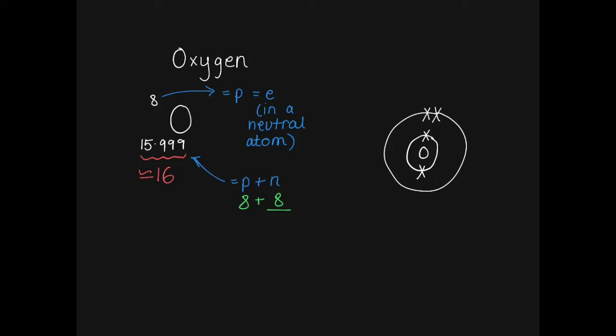The first shell can hold a maximum of 2 electrons, but since we have a total of 8 electrons to arrange, we end up with the first shell having 2 and the second shell having 6. And so here we have, on the right hand side, a simple diagram of the atomic structure of oxygen.